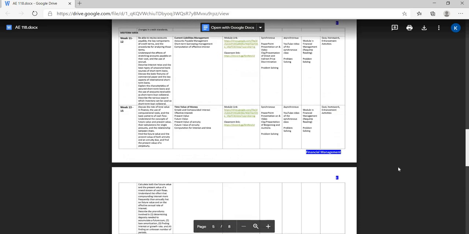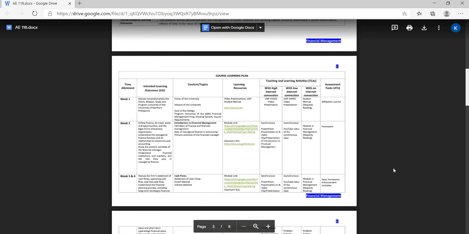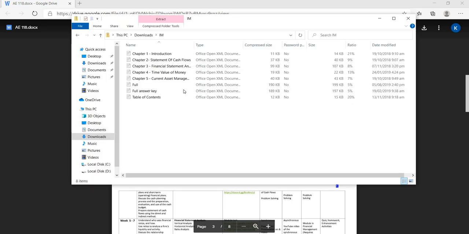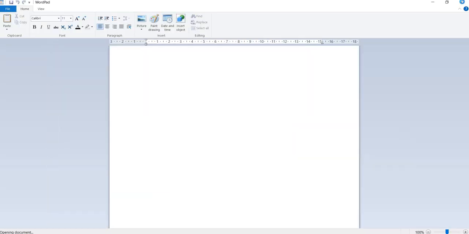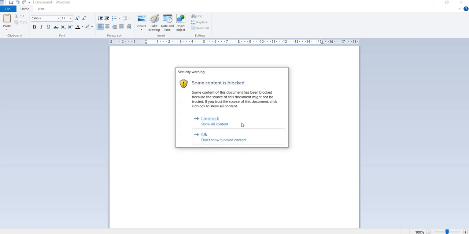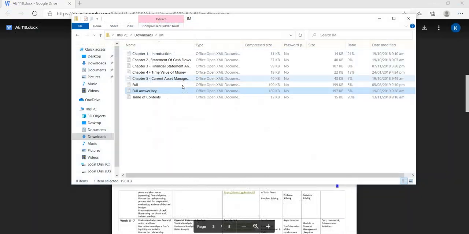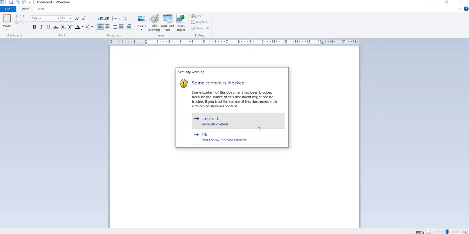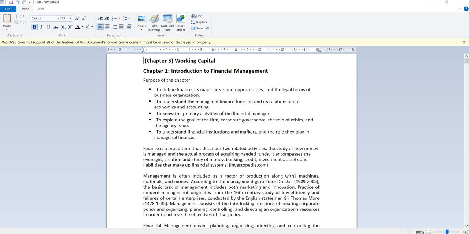So this is our second week, so we will be discussing the introduction to financial management.